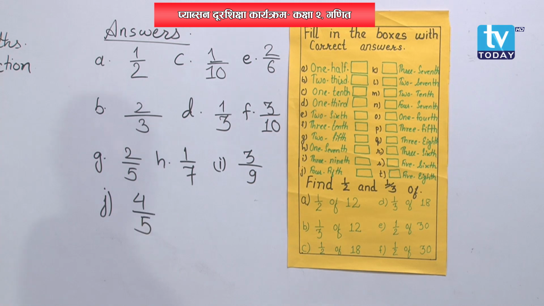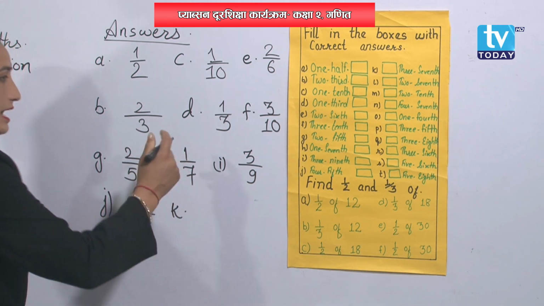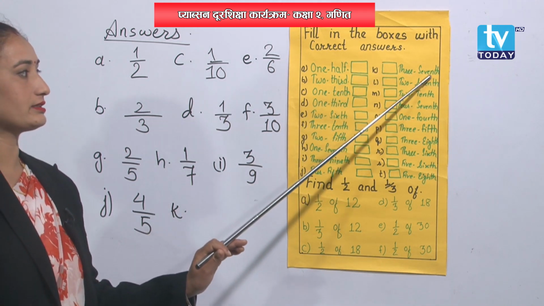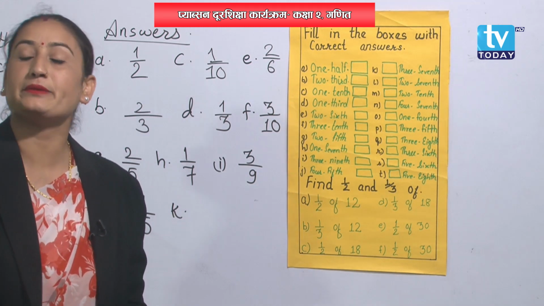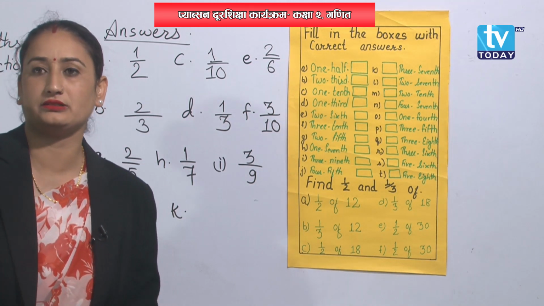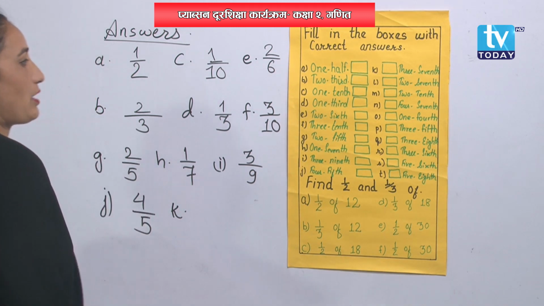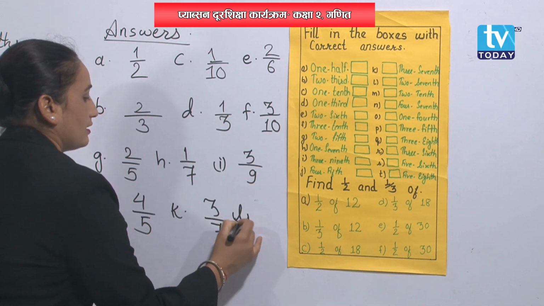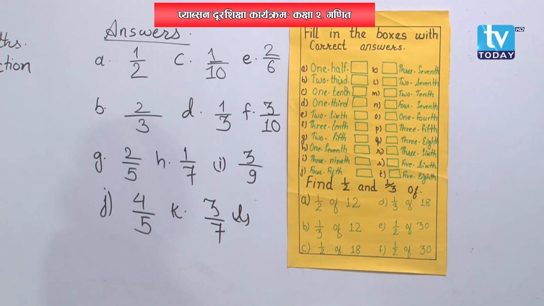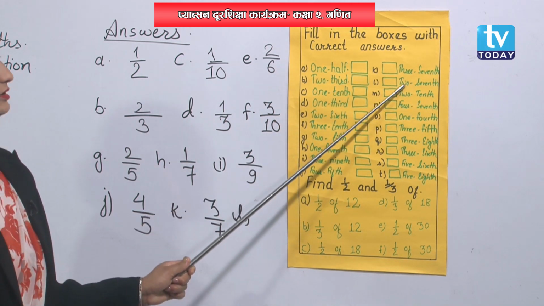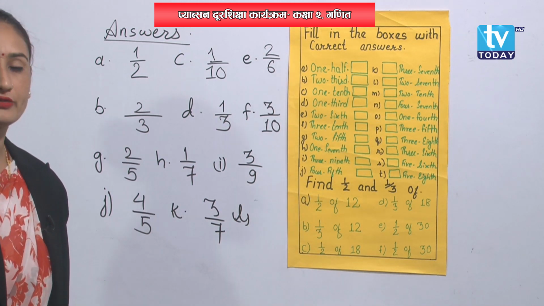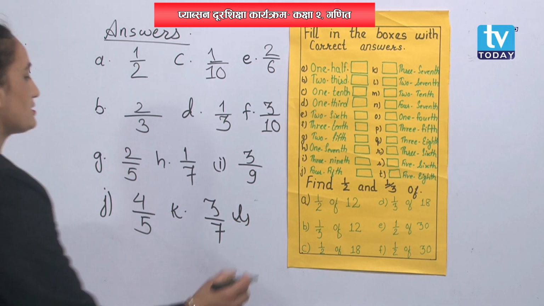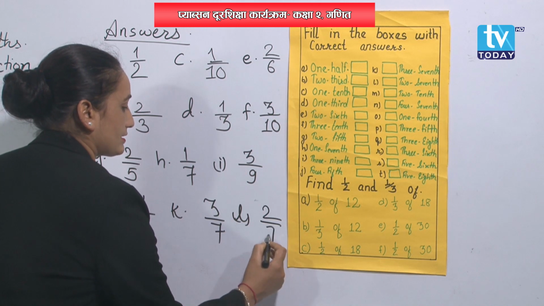Okay students, it's K number. It's time for the K number. 3/7. So out of 7 parts, how many parts are shaded over here? It's 3 parts. So 3 out of 7. Okay, in L number it says 2/7. Have you looked? 2/7. Out of 7 parts, how many parts are shaded? 2 parts. So 2 out of 7.